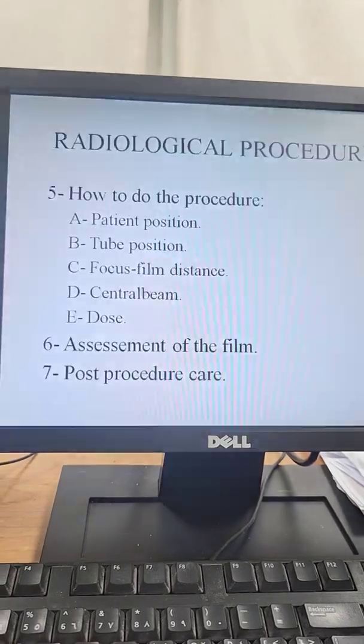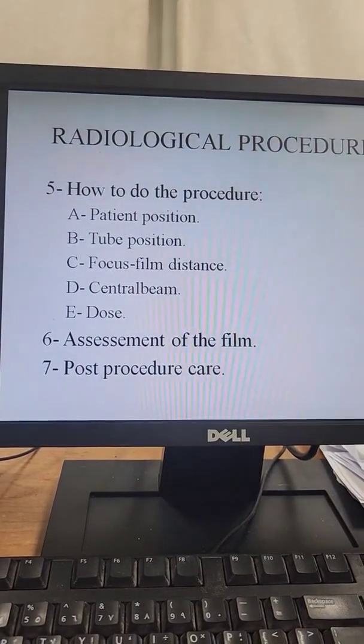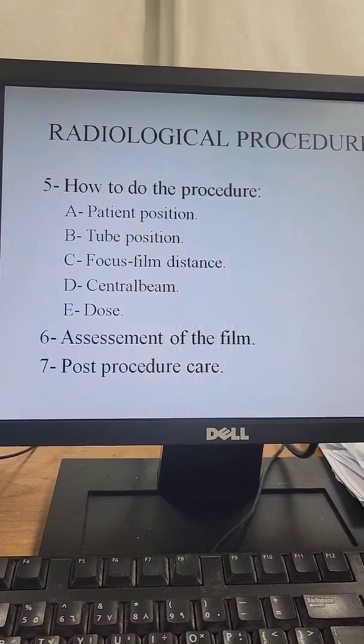Okay, so this is finished about the pulmonary embolism. I hope it will be beneficial for all. Thank you very much.